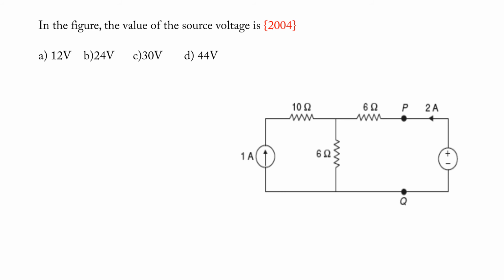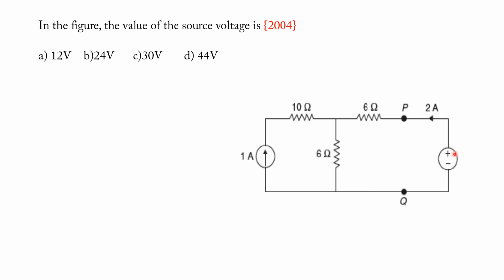The last question is, we have been provided with a circuit. We have to find what is the value of the voltage source. So this is the voltage source. We have to find its value. So the current source is given, which is 1 amps. The current which is flowing through this source is given, which is 2 amps.